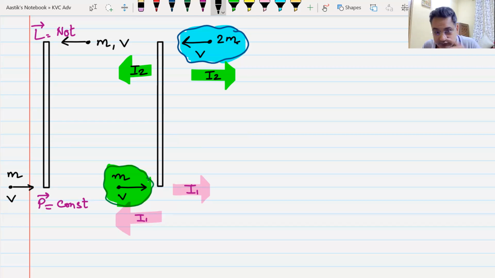Now let me take any two as one system. This rod will be yellow. If I take this rod and one of the balls as my system, is the linear momentum conserved? For example, if I take this yellow rod and the green ball as my system, is the linear momentum conserved?